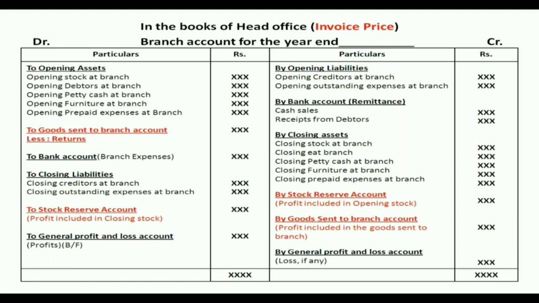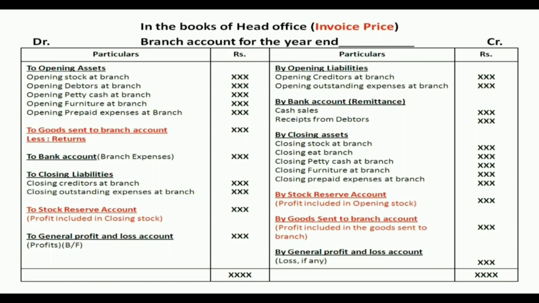Now, on the debit side, stock reserve account represents the closing stock profit portion, and on the credit side, stock reserve account represents the opening stock profit portion. On the same side, goods sent to branch account represents whatever goods are sent by the head office. On that, profit will be included. That will be represented by this account.